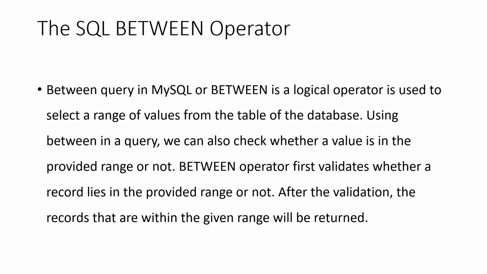Okay. Today we are going to discuss the BETWEEN operator. BETWEEN in MySQL is a logical operator used to select a range of values from a table of the database. Using BETWEEN in a query, we can also check whether a value is in the provided range or not. The BETWEEN operator first validates whether a record lies in the provided range. After the validation, the records that are within the given range will be returned.